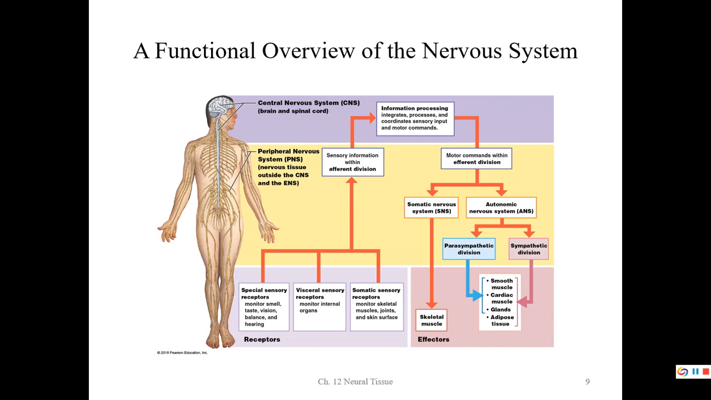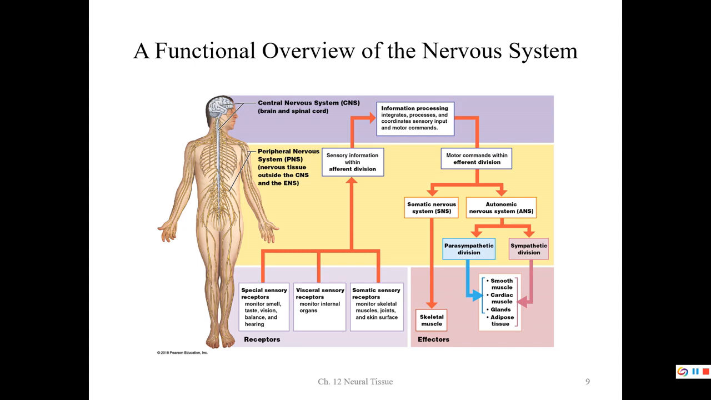So, if we look, we have anatomically a central nervous system and a peripheral nervous system. Central nervous system is made of brain and spinal cord. Peripheral nervous system is made of cranial nerves and spinal nerves, anatomically. Functionally, we have an afferent division and efferent division of our peripheral nervous system.